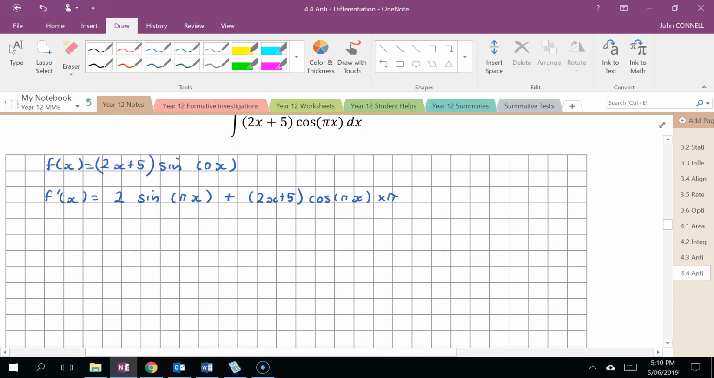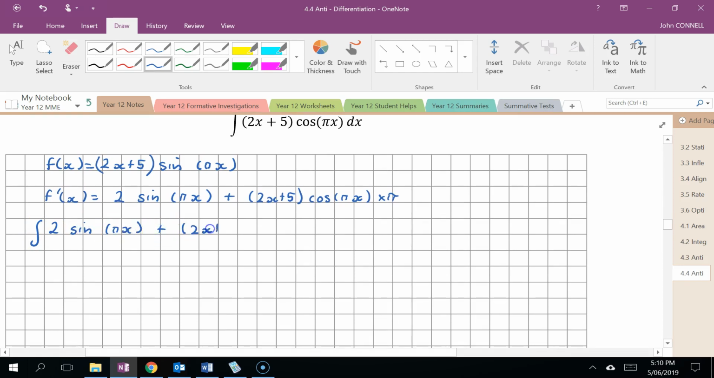So now I can just write down that this equals the original function. So the integral of 2 sine pi x plus 2x plus 5 pi cos pi x dx is equal to 2x plus 5 sine pi x, and we need that plus c.